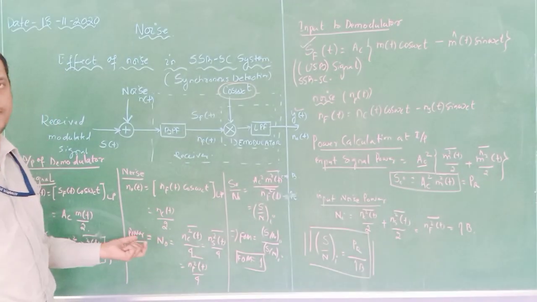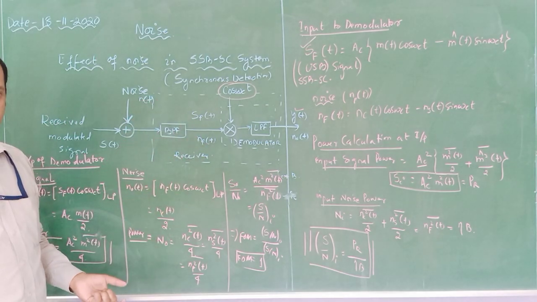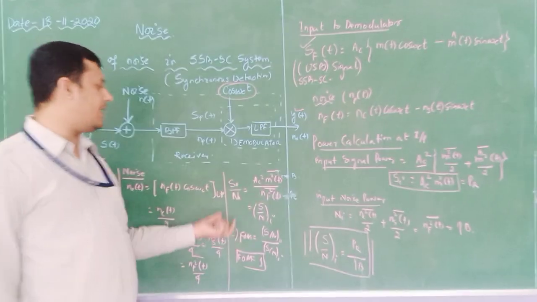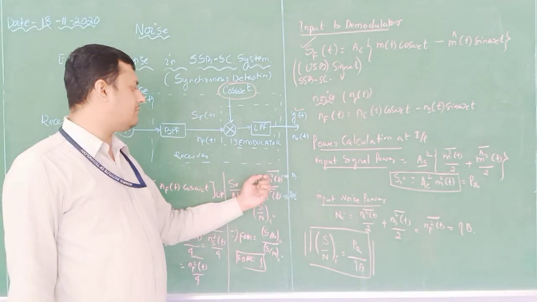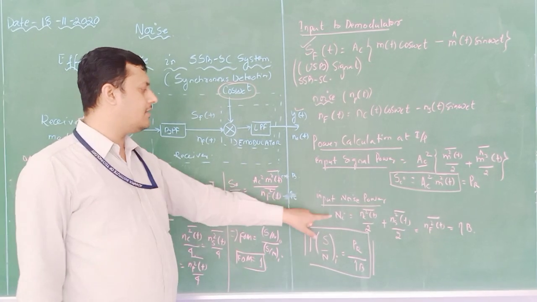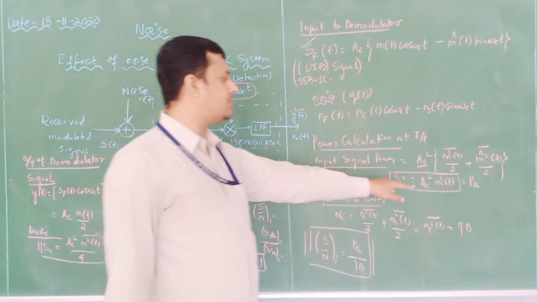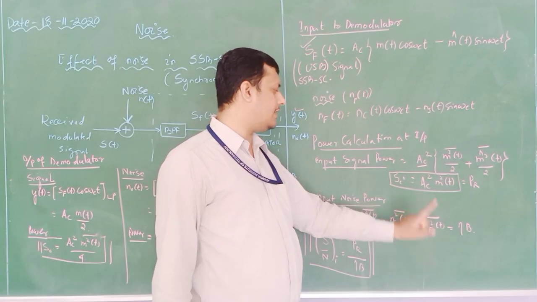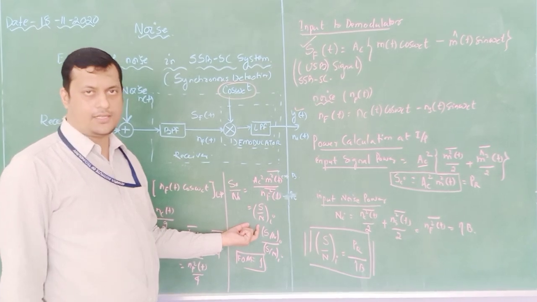The power content in nc of t will be the same as ns of t, the same as nf square of t. Substitute this value, output signal to noise ratio. You will get Ac square m square of t whole bar divided by nf. And now this is the thing we have determined here. The same thing, it is also Ac square m square of t. Here also it is nf square of t. The resultant is what? Signal to noise ratio of input.